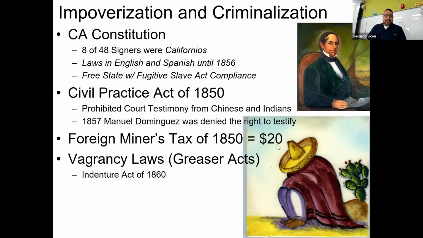It doesn't seem like much today, $20, but back then, if you hadn't struck gold yet, $20 was a lot. And I think it was $20 a month. Then there were vagrancy acts, or vagrancy laws, also referred to at that time as greaser acts.